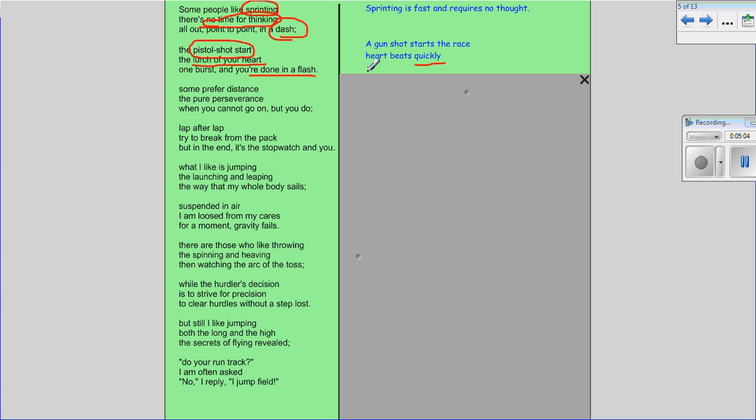So I might add that the race goes fast. And sorry for this poor handwriting on this little marker, guys.